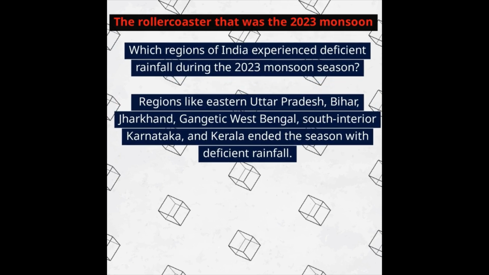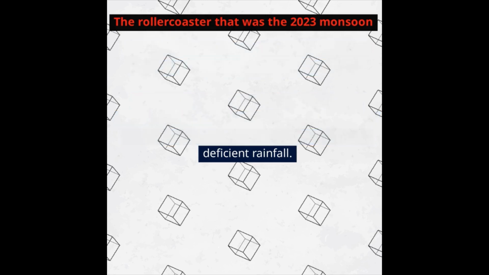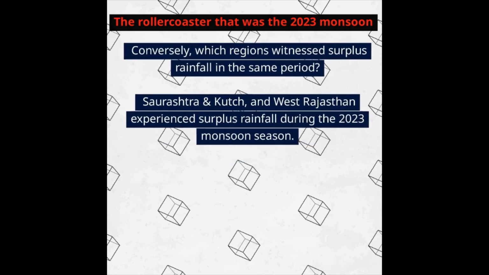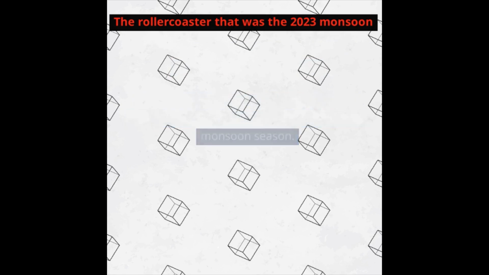Which regions of India experienced deficient rainfall during the 2023 monsoon season? Regions like Eastern Uttar Pradesh, Bihar, Jharkhand, Gangetic West Bengal, South Interior Karnataka, and Kerala ended the season with deficient rainfall. Conversely, which regions witnessed surplus rainfall in the same period? Saurashtra and Kutch, and West Rajasthan experienced surplus rainfall during the 2023 monsoon season.